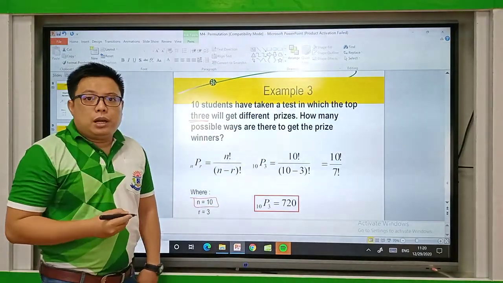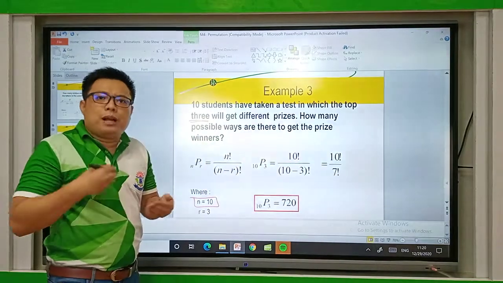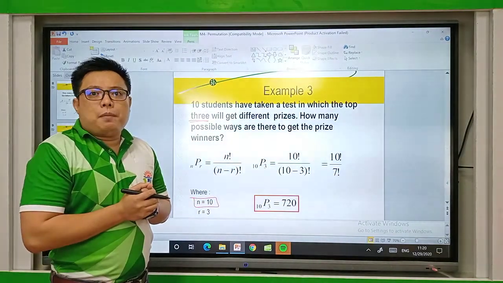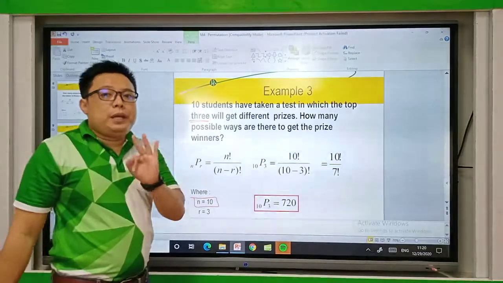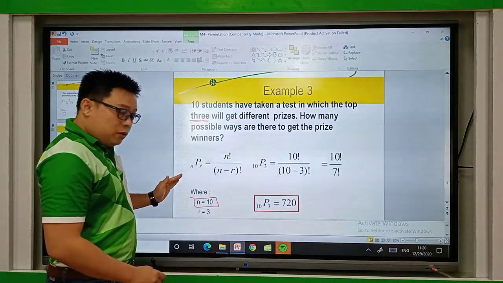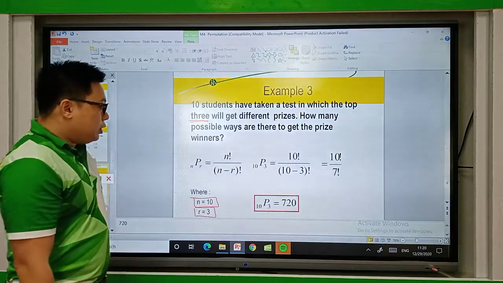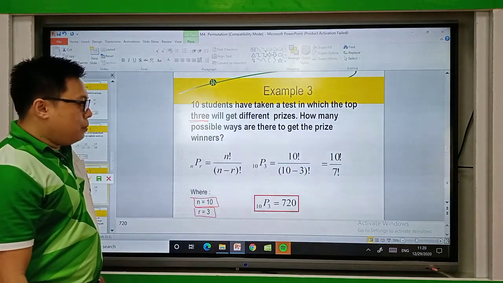Maybe the top 1 will get 1,000 baht, the top 2 will have 800, and the top 3 will be given 500 baht. It doesn't really matter, but the top 3 will get different prizes. So from the 10 who joined the test, 3 of them will be chosen. How many possible ways? The same way.